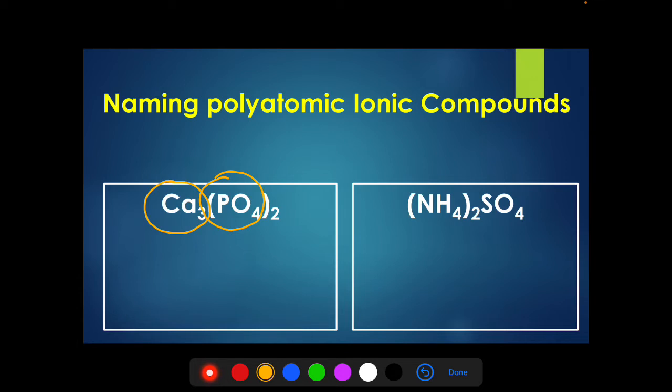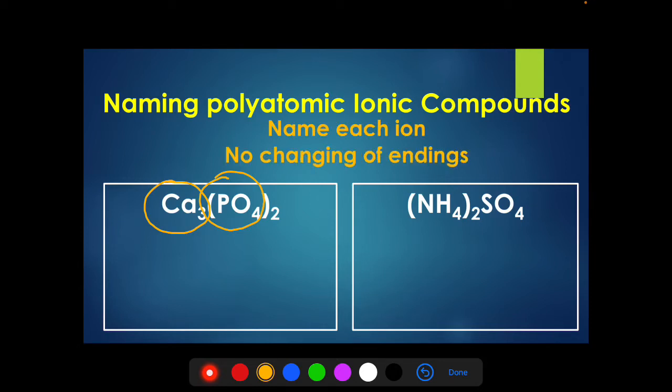If we were to break this up into its individual ions, because we know we should have two ions in there, a positive ion and a negative ion, we would have Ca plus 2 as our positive ion and PO4 minus 3 as our negative ion. Okay, so calcium and then phosphate.